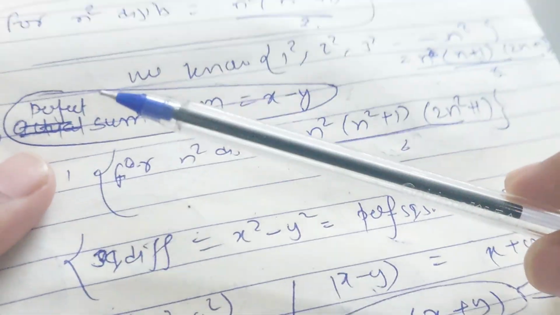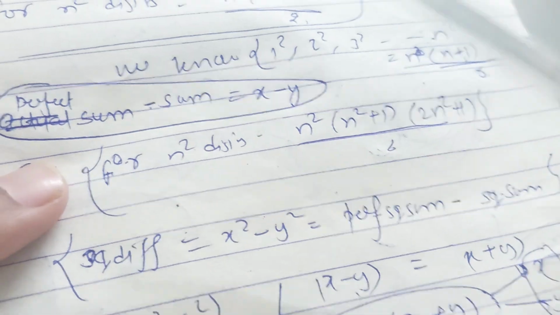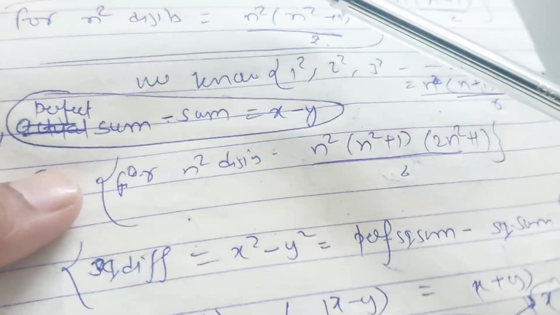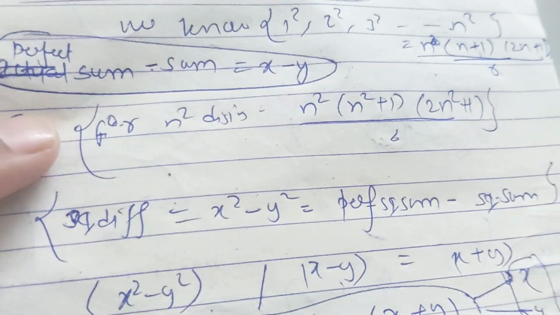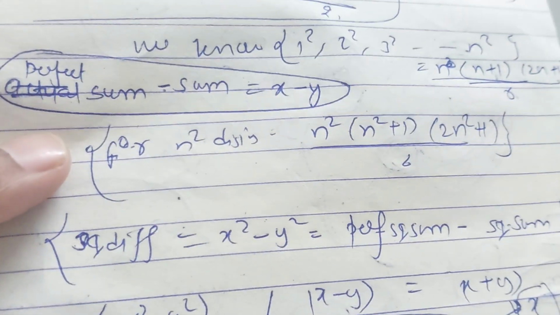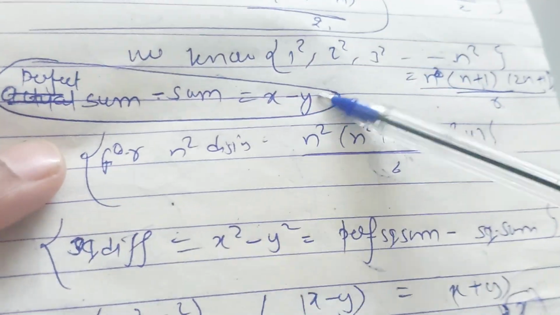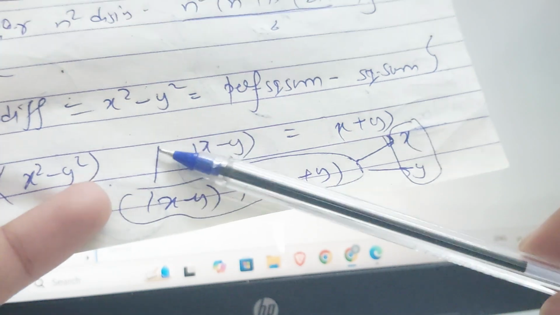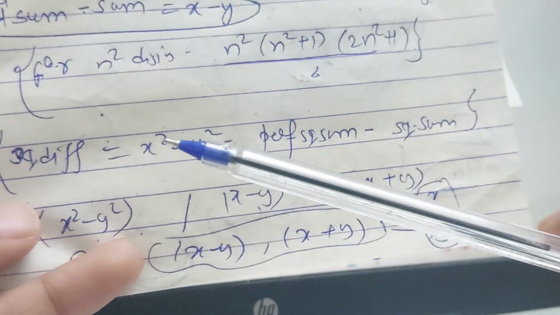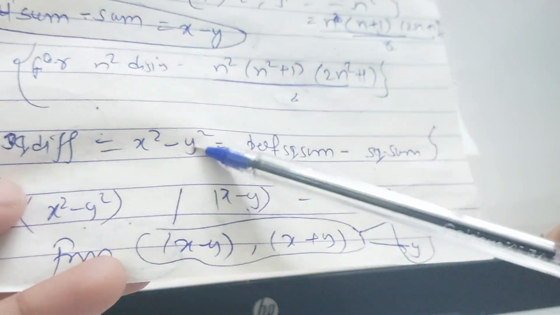The perfect sum minus the actual sum is equal to x minus y. You can see that the perfect sum means the sum of all digits, and the actual sum has one digit coming two times and one digit not coming, so the difference is x minus y. Likewise, you can make the equation for the square difference, x square minus y square.